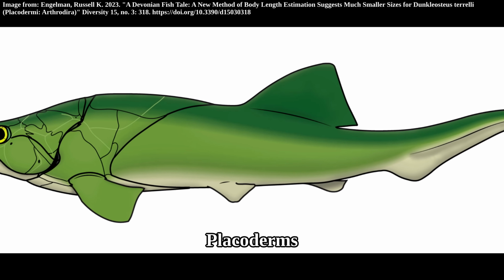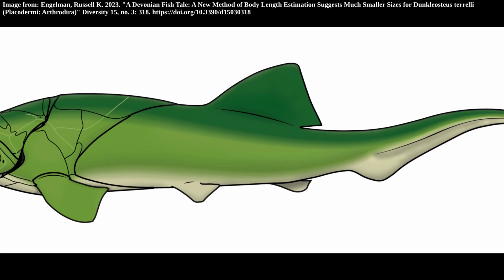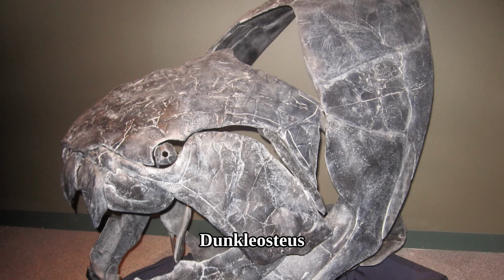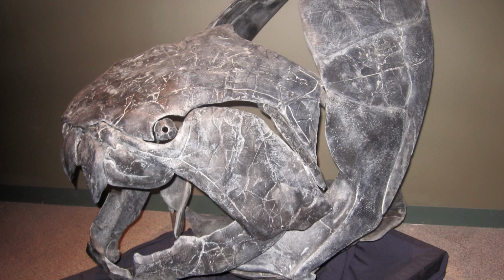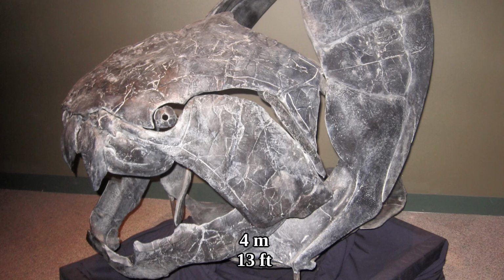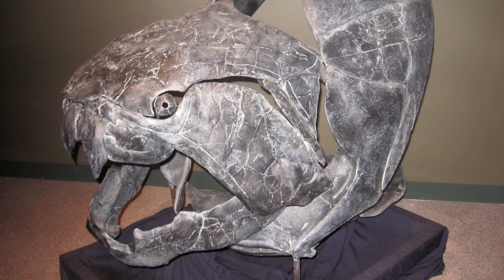Placoderms are an extinct group of jawed fishes that had an armor. Currently, probably the most widely known one is called Dunkleosteus. It was one of the first open-water vertebrate predators. It was also the largest animal during the Middle Devonian, reaching lengths of up to 4 meters and weighing up to 1 or 4 tons.